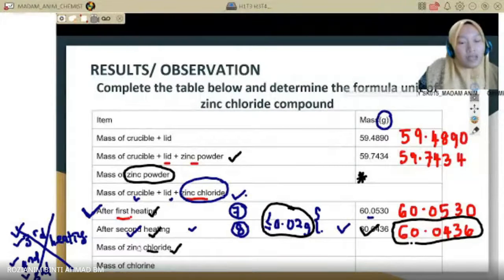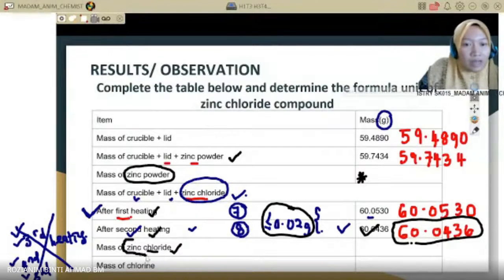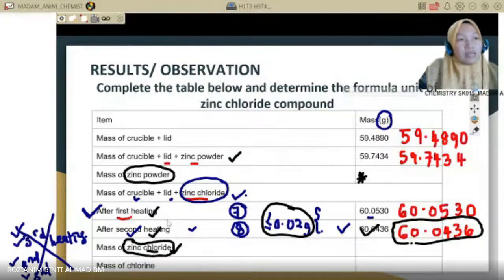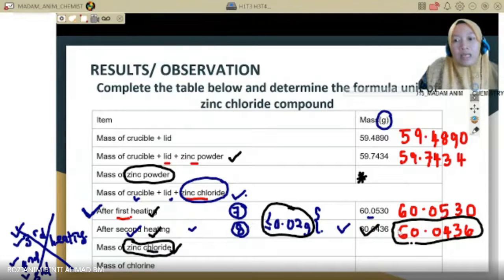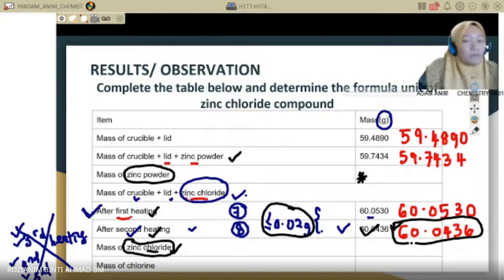The mass of zinc chloride here bukan tolak first and second. Tak, sebab first and second ni trace dia nak detect eksperimen tu boleh berhenti ke tidak. So boleh berhentilah sebab perbezaan dia less than 0.02. So data yang kedua menunjukkan this is the compound is totally dry. Compound kita memang zinc chloride. So kita nak dapatkan mass of zinc chloride ni sebab 16.0436 belong to the mass of crucible dan juga kita punya zinc chloride.